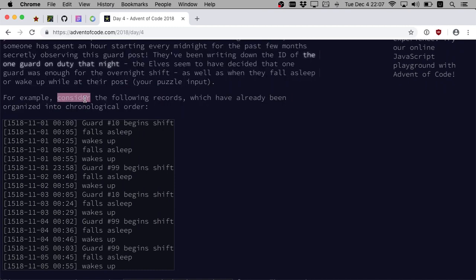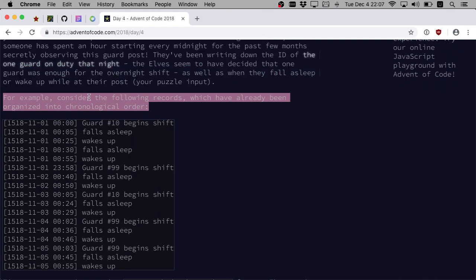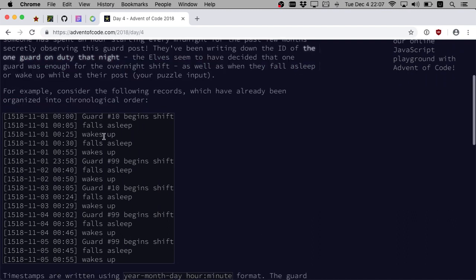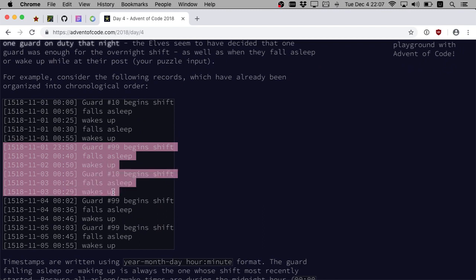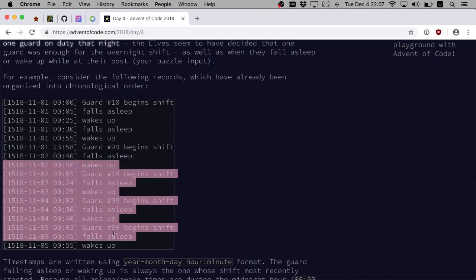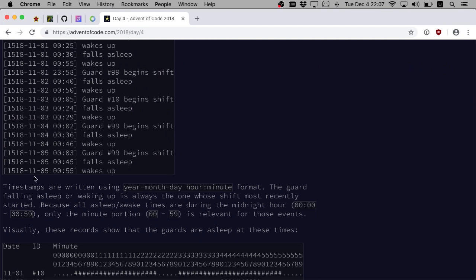Your puzzle input. For example, consider the following records, which have already been organized in chronological order. Guard 10 begins shift, falls asleep, wakes up, falls asleep, wakes up. Guard 99 begins shift, falls asleep, wakes up. Guard 10 begins shift, and so on. The year apparently is 1518. Timestamps are written using year, month, day, hour, minute format. The guard falling asleep or waking up is always the one whose shift most recently started.